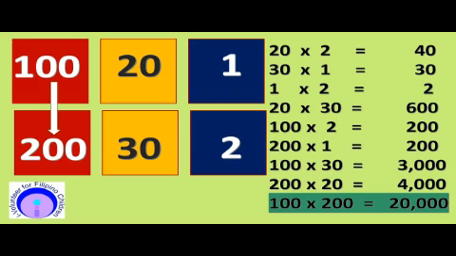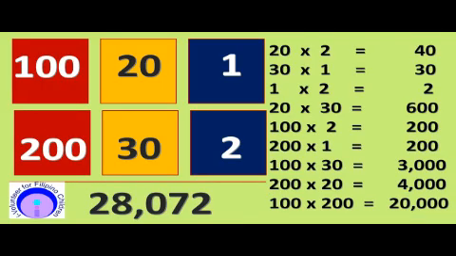Let's multiply hundreds times hundreds. Minimum product is 5-digit and maximum is 6-digit number. So, 100 times 200 is equal to 20,000. Now, the total accumulated sum is equal to 28,072.